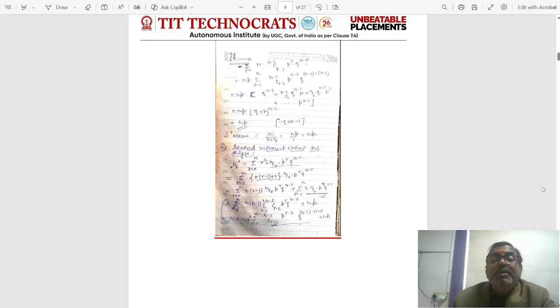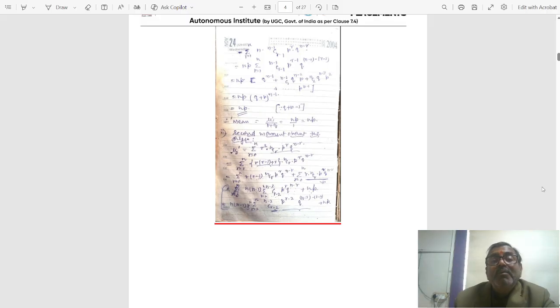Taking np common, we can write np summation r equal to 1 to n of (n-1)C(r-1) p^(r-1) q^((n-1)-(r-1)). Now putting the values r = 1, 2, 3 and so on, we get q^(n-1) + (n-1)C1 q^(n-2) p + (n-1)C2 q^(n-3) p^2 + ... + p^(n-1). We can write this as np (q + p)^(n-1). But q + p = 1, so 1 to the power n minus 1 is 1. So we can write this equal to np.